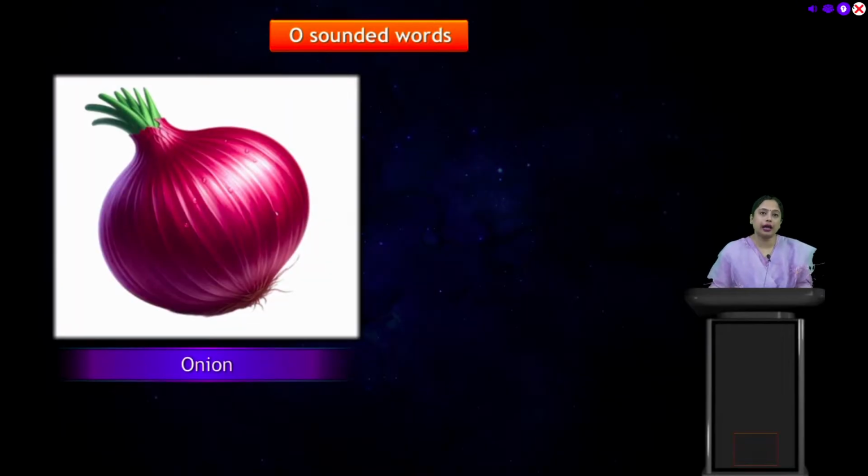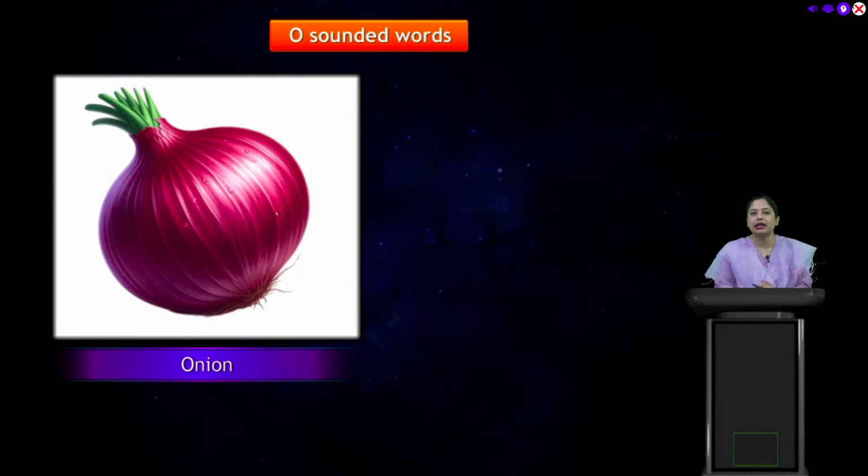So remember that. Now, same like the letter I, we have several sounds of the vowel letter O. Sometimes the letter O sounds one way, sometimes another. Let us see how. Look at the first picture. Do you recognize which vegetable this is? Of course, it is onion.